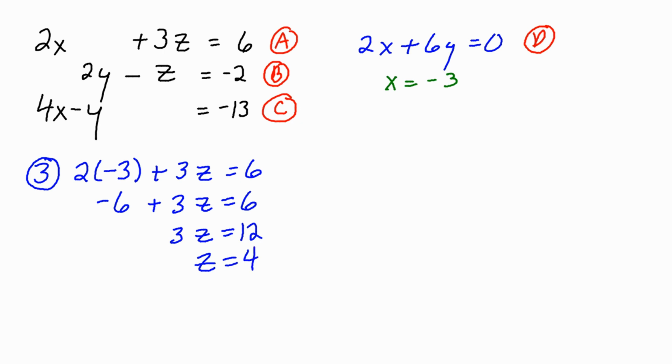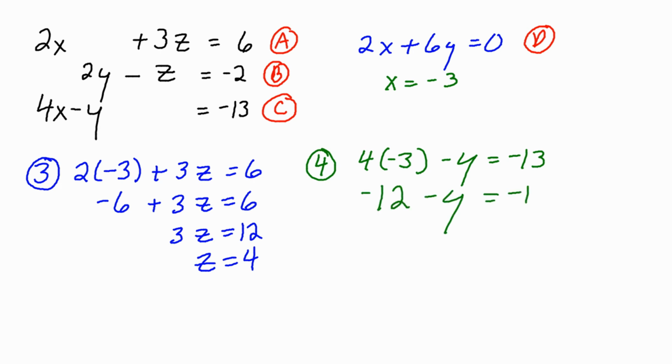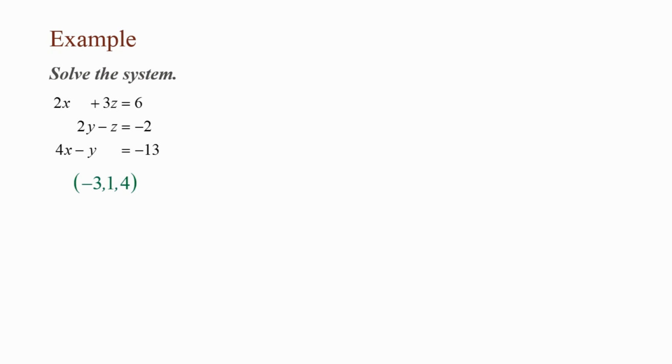To find y, I can use equation B, equation C, or equation D. Using equation C, I have 4 times x, which is negative 3, minus y equals negative 13. 4 times negative 3 is a negative 12, minus y equals negative 13. Add 12 to both sides. Negative y equals negative 1, so y equals 1. My answer is the ordered triple, negative 3, 1, 4.